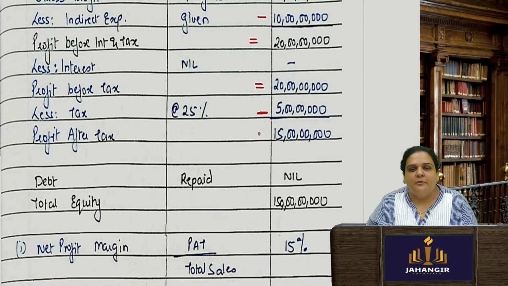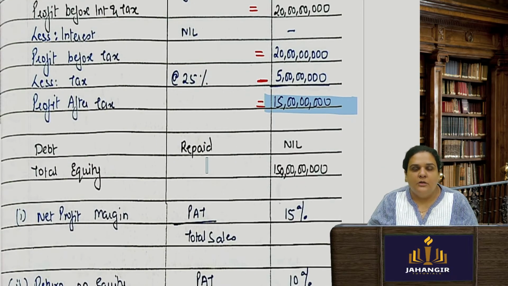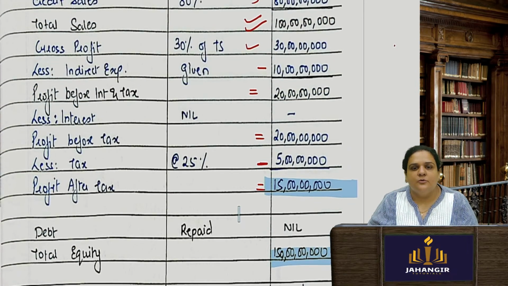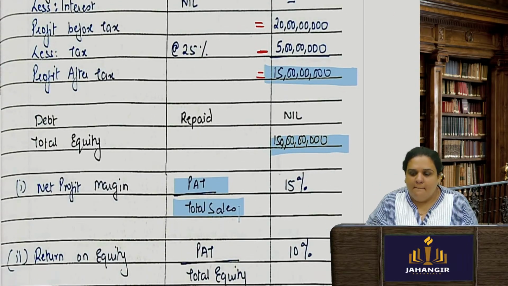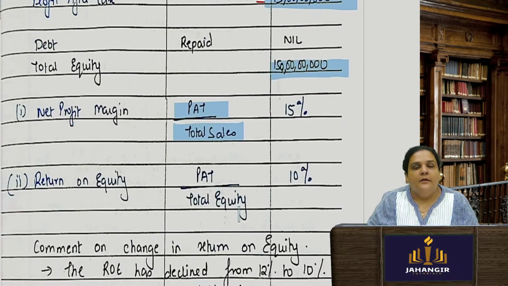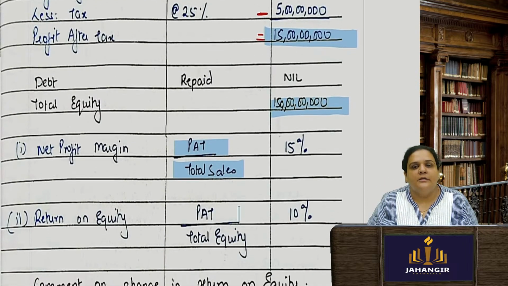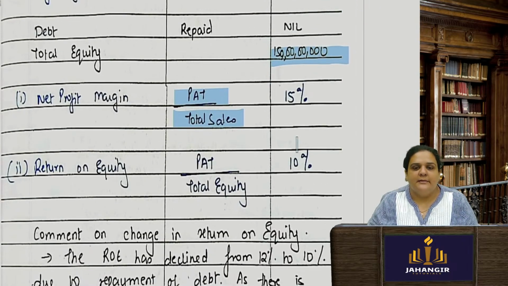Profit after tax amount will change, 15 CR it will become now. Loan is repaid, so debt is 0. Therefore, total equity will be 150 now. So, net profit margin will be net profit after tax, which is 15 crore, divided by total sales, which will remain 100 only. So, 15 divided by 100 is 15%. Return on equity will be your profit after tax upon your total equity. How much is your profit after tax? 15 CR. Total equity is 150. 10%.